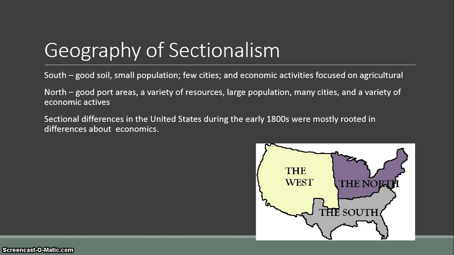And there are sectional differences in the United States. Many are rooted in the economics. The South was all about slave labor. The North didn't like it so much because of the economics. The South hated tariffs. The North liked tariffs because of their economics.